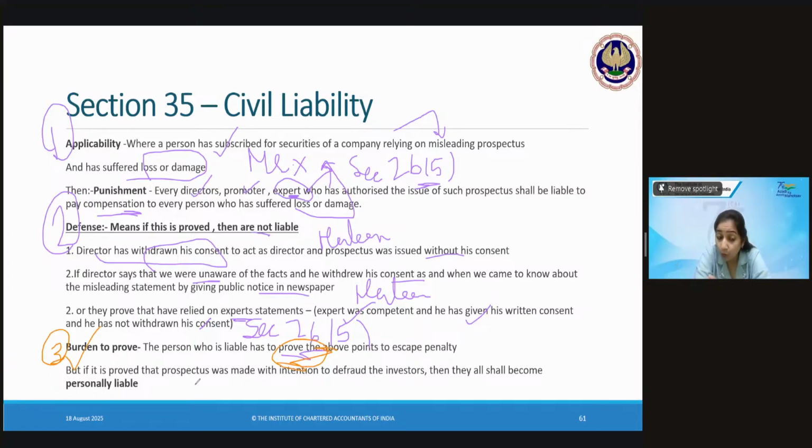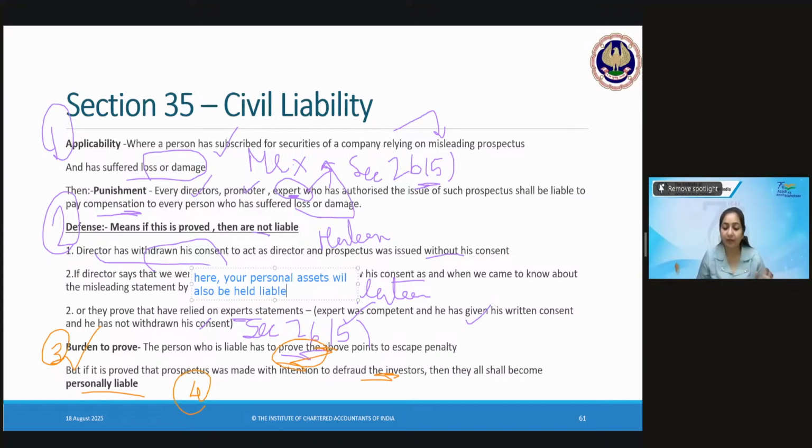But if it is proved that the prospectus was issued to defraud the investors, then you become personally liable. Personally liable means, write down, personal assets will also be held liable. Here, the director's personal assets will also be held liable.